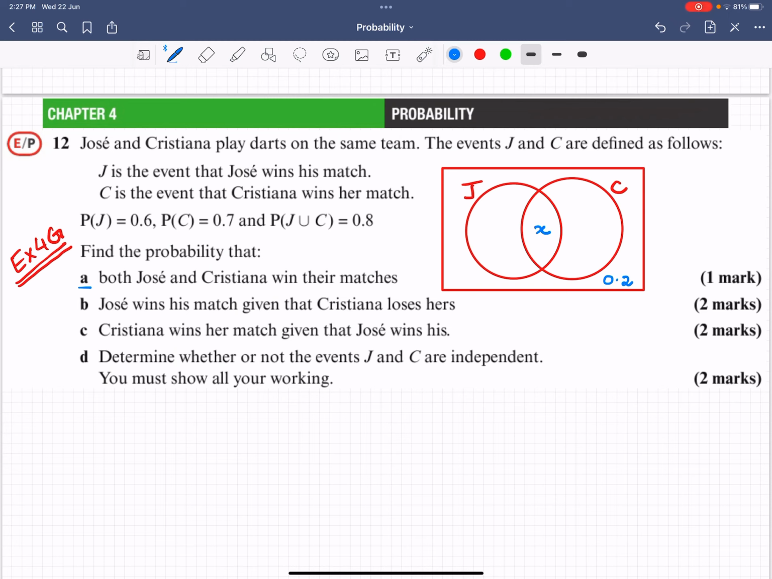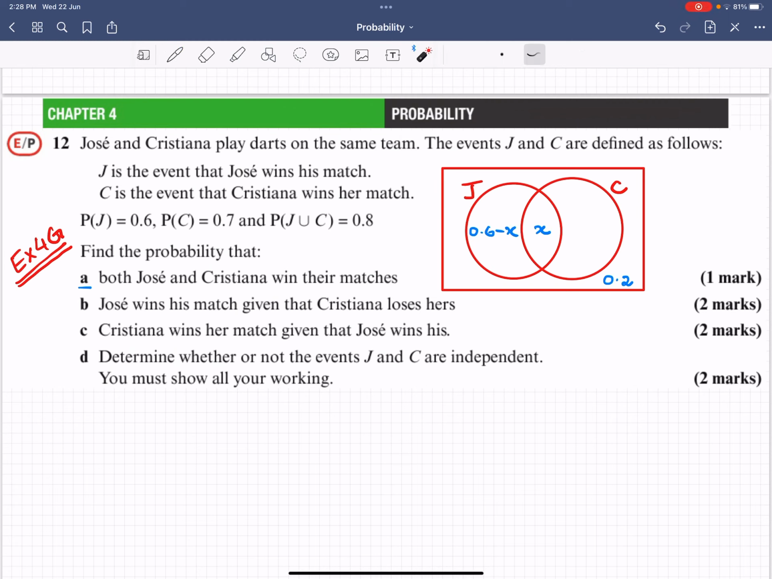Now, if we consider the intersection as X, we can answer part A, which says find the probability that both Jose and Christina win their matches. That means we need to find X, the intersection of the two sets. If the probability that Jose wins is 0.6, this entire circle is 0.6, so the probability that only Jose wins is 0.6 minus X. So let's write 0.6 minus X.